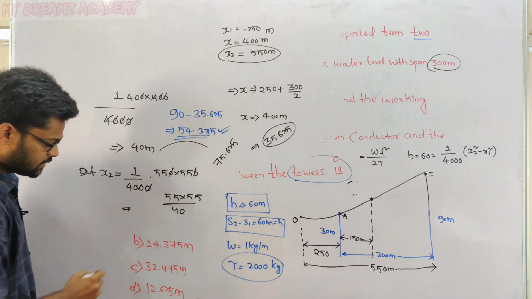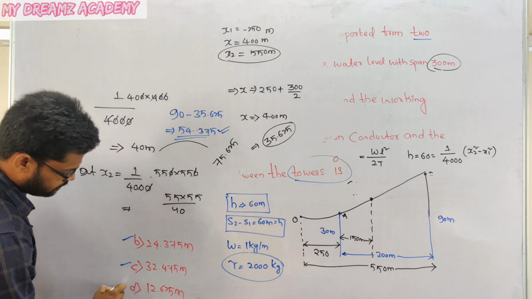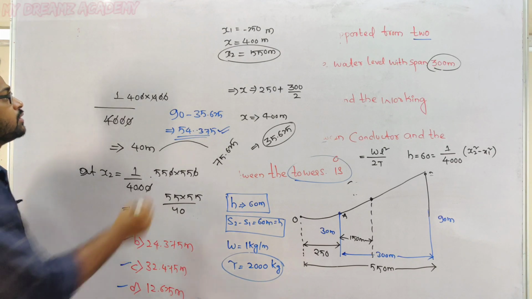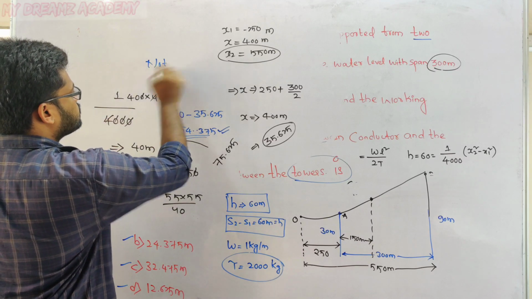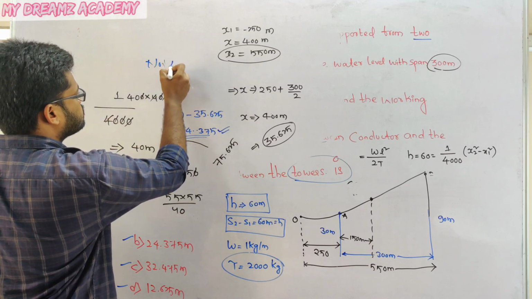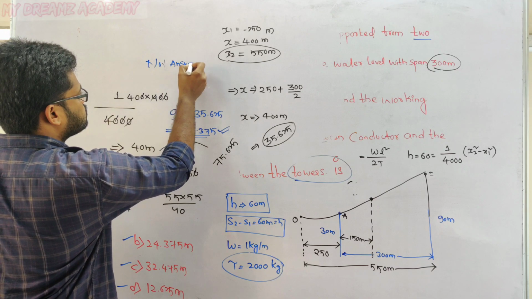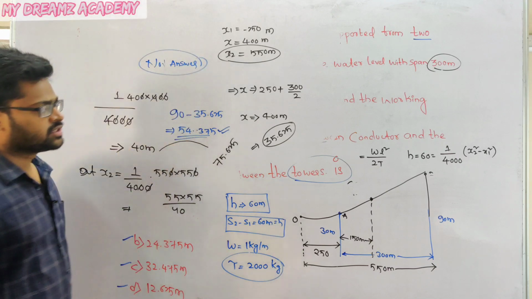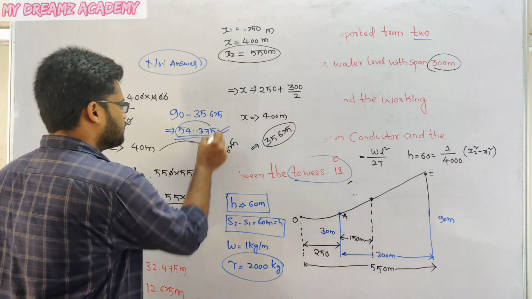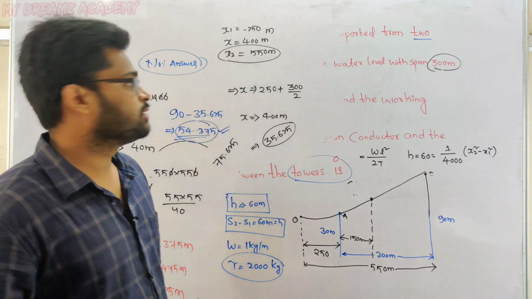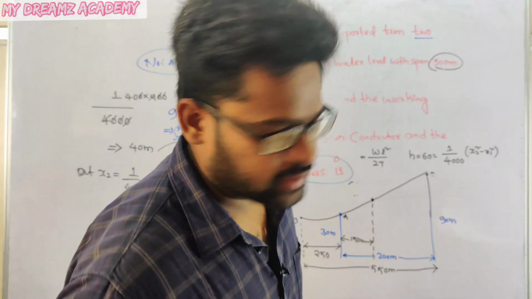But see the options, no option is given correctly. So, not applicable. Answer is not applicable. So, no answer. This question was eliminated in TS NPTCL. The correct answer is 54.375. Very lengthy question, but it is very important.